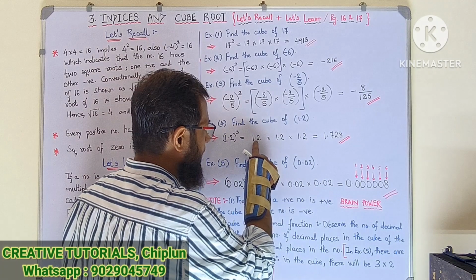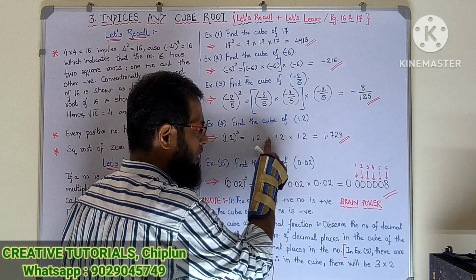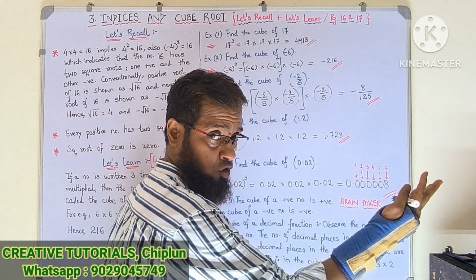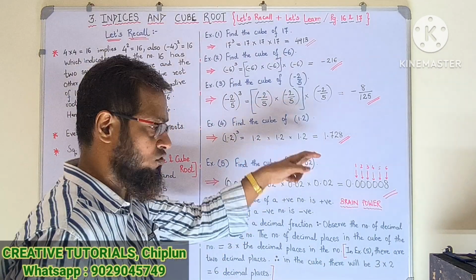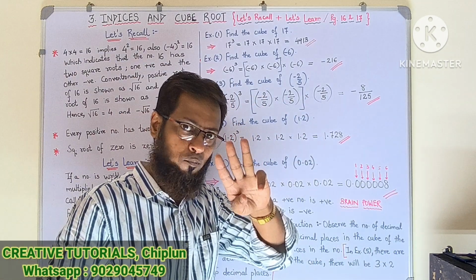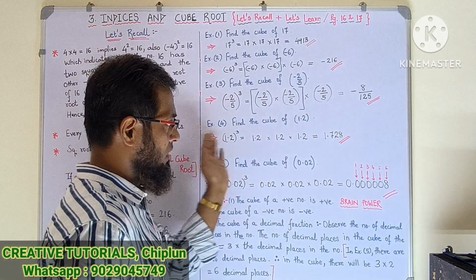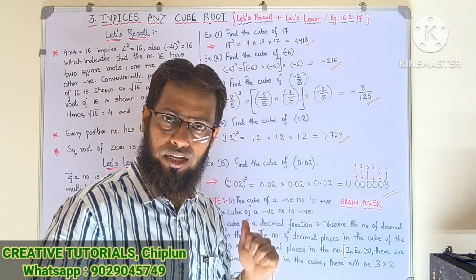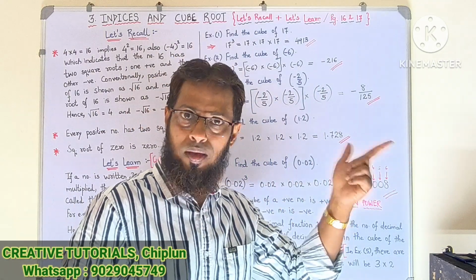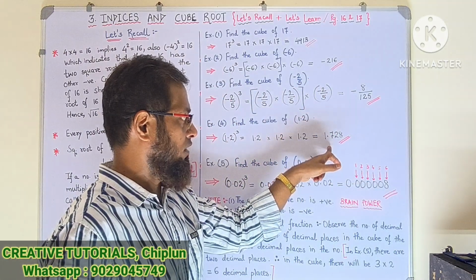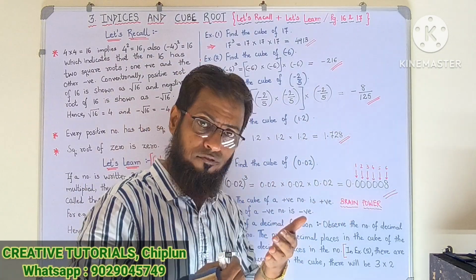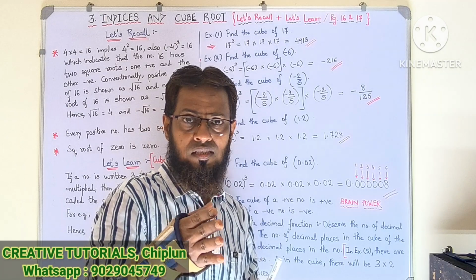Okay, so you see basically after the decimal point we have 1 digit over here, 1 digit here also, and 1 digit here also after the decimal point I'm talking of. Okay, so 1, 2 and 3. So in all we have 3 decimal places total. So when you multiply 12, 12, 12, 12 cube, you will get the answer of 12 cube as 1728.